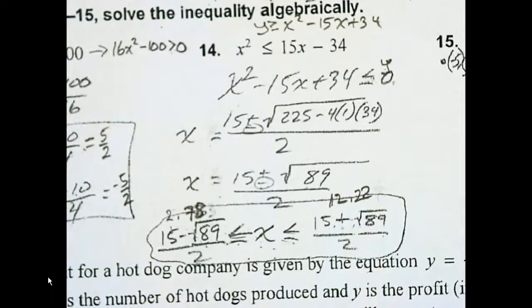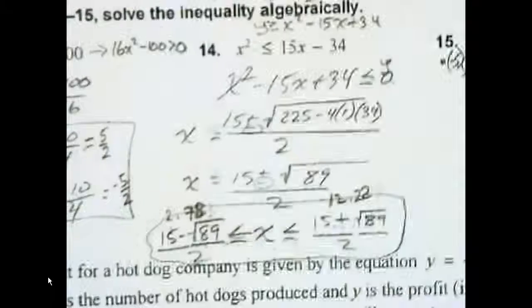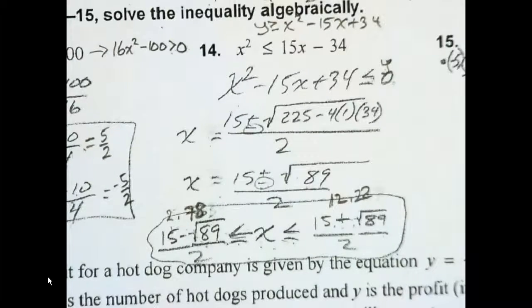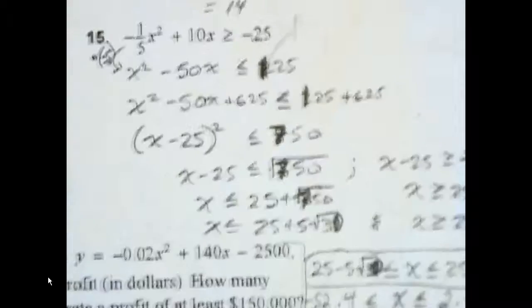Questions on that one? How many got that one? Okay. How many know where they made their mistake if they didn't get it? Okay. Number 15. 15 is a little more complex. It was kind of an ugly problem.